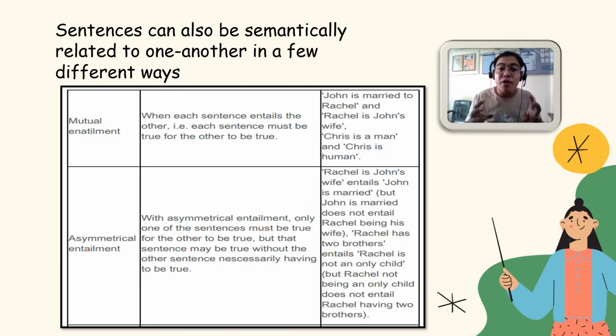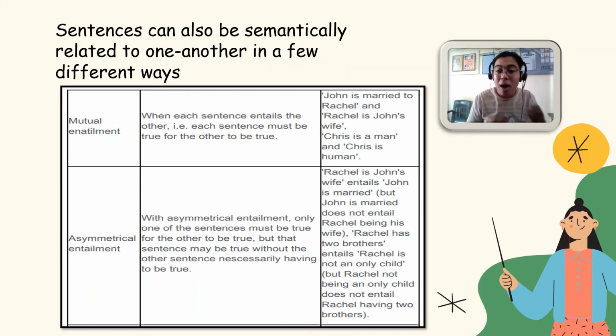Now let's move on to the next type of entailment, which is asymmetrical entailment. With asymmetrical entailment, only one of the sentences must be true for the other to be true. But that sentence may be true without the other sentence necessarily having to be true. So let us read the example. Rachel is John's wife entails John is married. But John is married does not entail Rachel being his wife. Okay, did you get it?